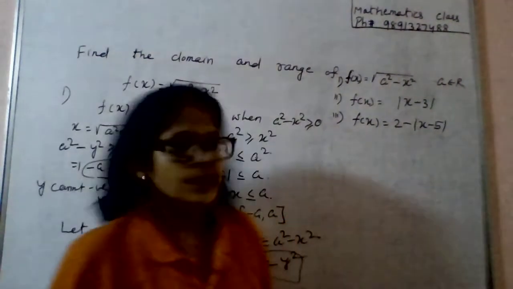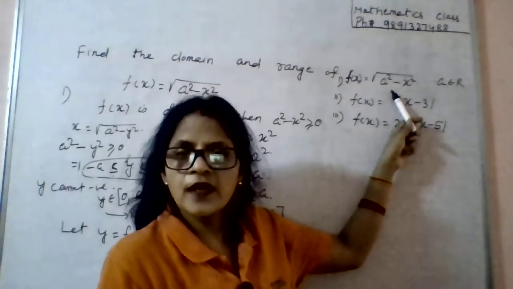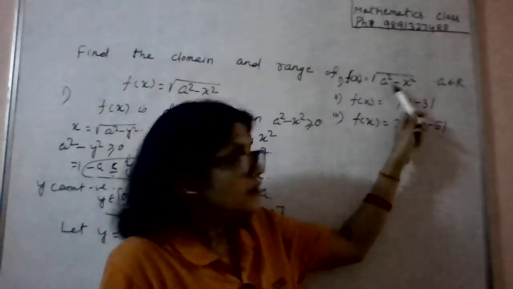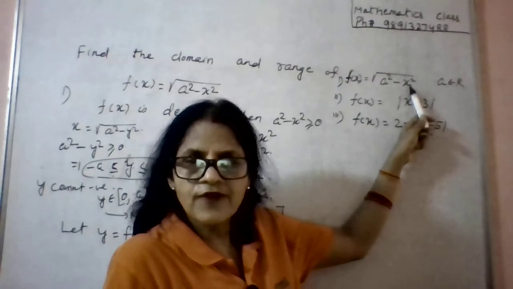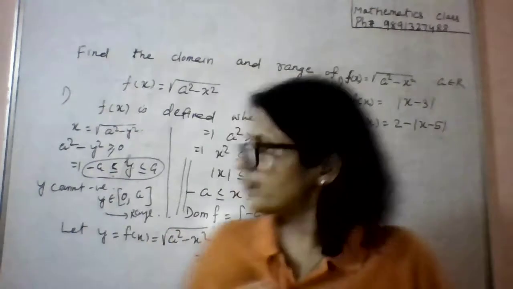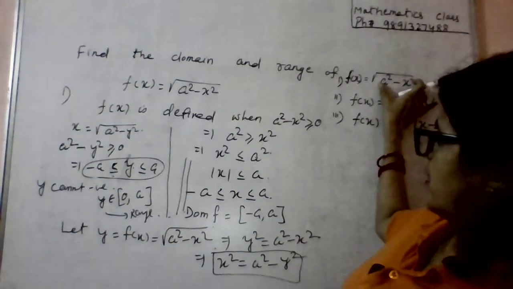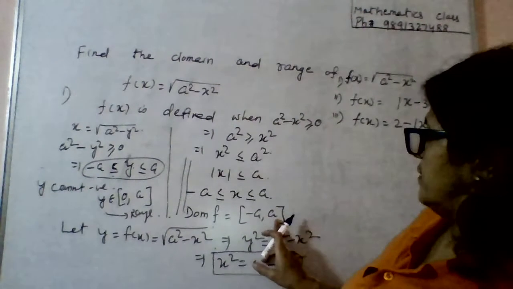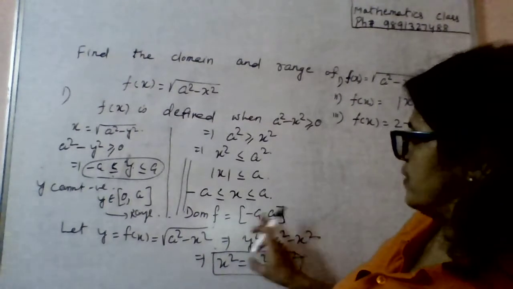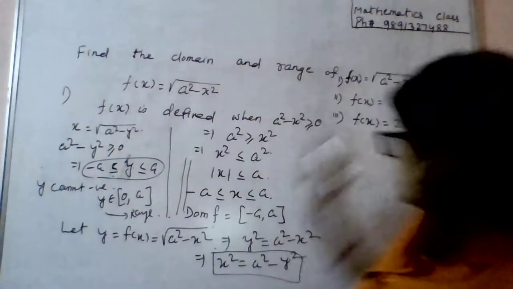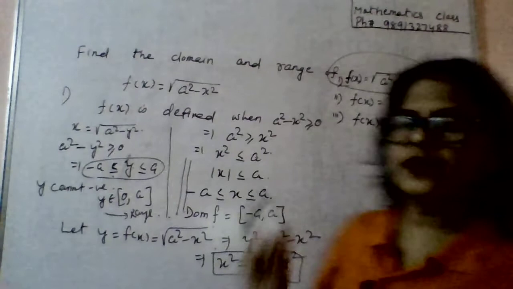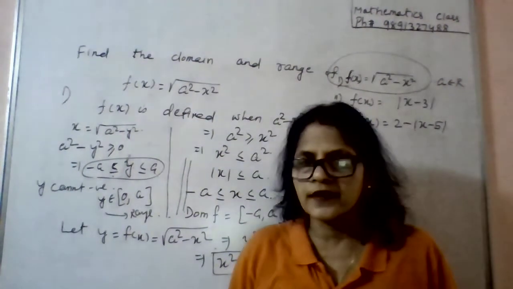The way to take this question is that I have taken the question in general. It means if it is 9 minus x square, 16 minus x square, 25 minus x square, or 5 minus x square. Suppose it's 9 minus x square, so you can have minus 3 to 3. 16 minus x square, minus 4 to 4. 4 minus x square, minus 2 to 2. Like this. So this question I have taken in general, and depending upon the values of a, you can find the domain and range of the function.